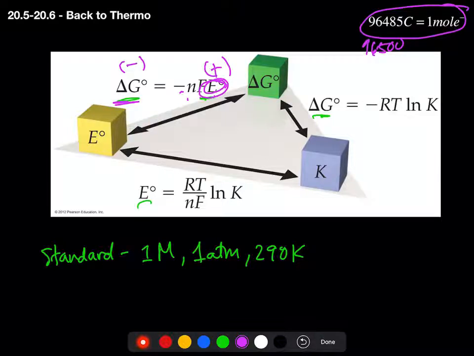Going over here and tying together G and K, this we talked about previously, where if G is negative, for example, that means K is going to be what? K is going to be greater than 1, meaning it favors the formation of product, where K is approximately product over reactant. That's how we can think about it. There are exponents and other things to think about, but that's our equilibrium constant.